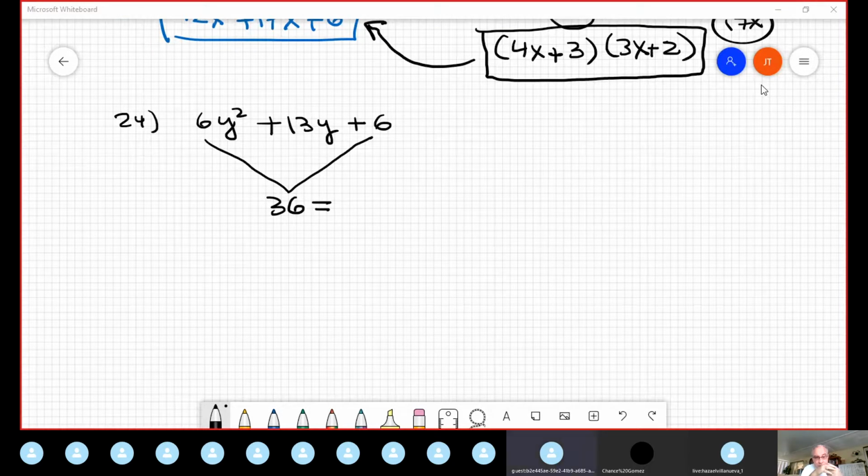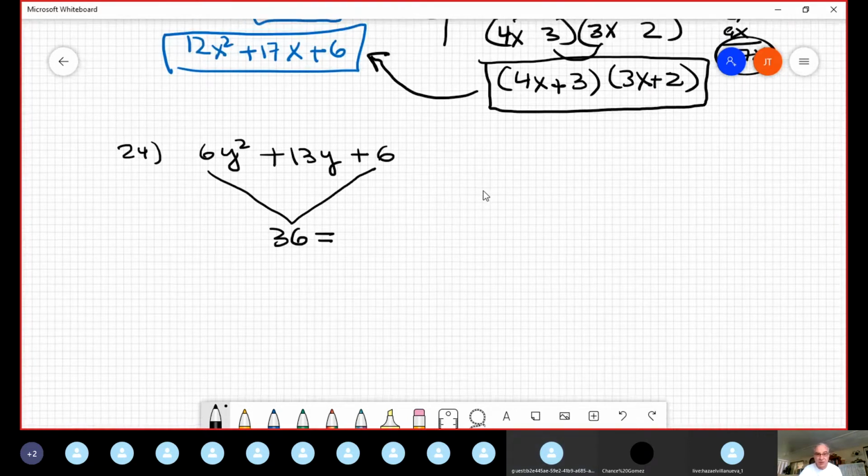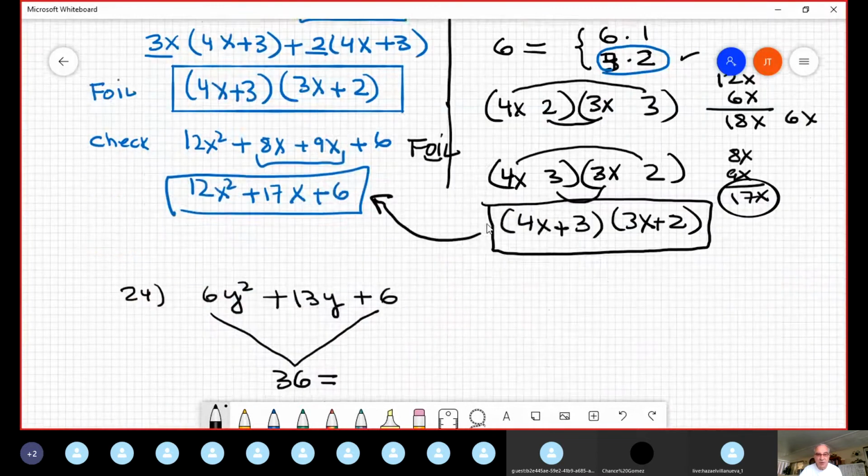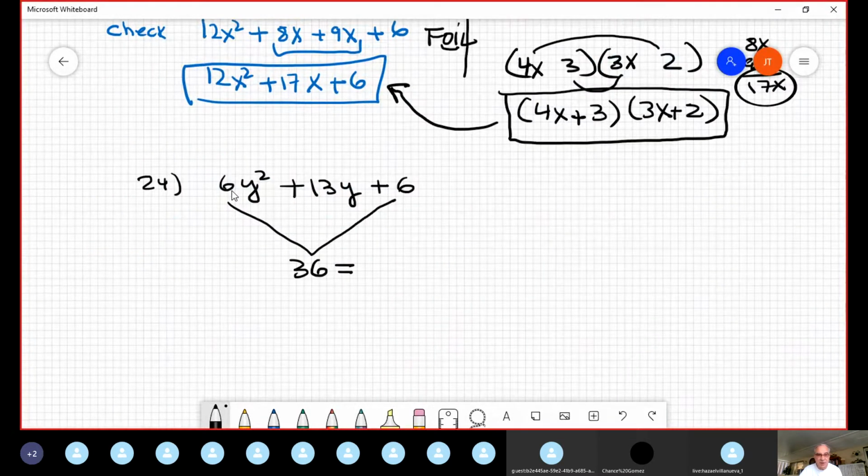Professor, for 24, why didn't you multiply 13y and 6? This is the procedure I explained before. Okay, the first step, look at that, is multiplication. This coefficient times the last number. In this problem, 6 times 6 is 36. This is a procedure I explained 2 times. So now, this is easy. Everyone knows that.